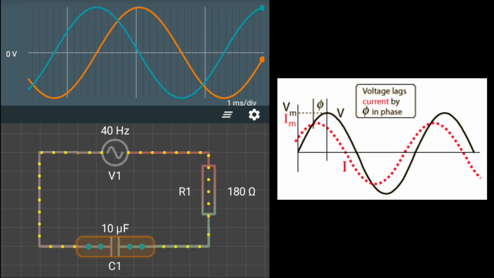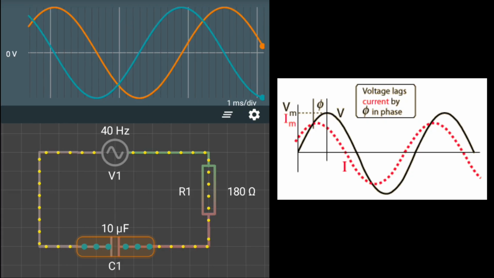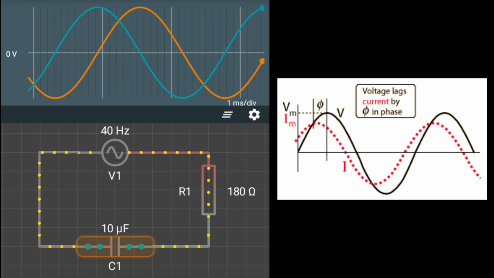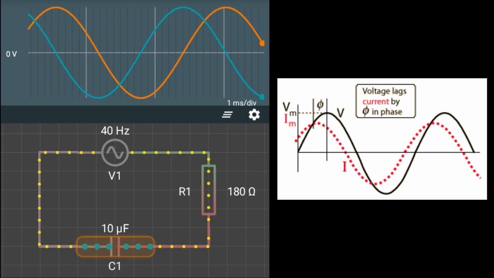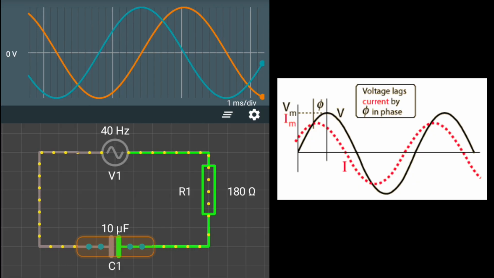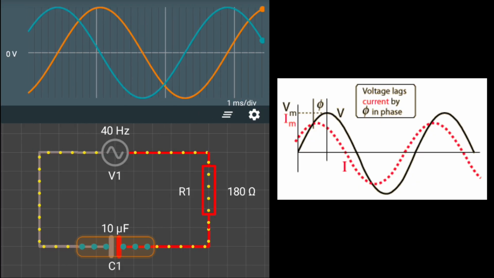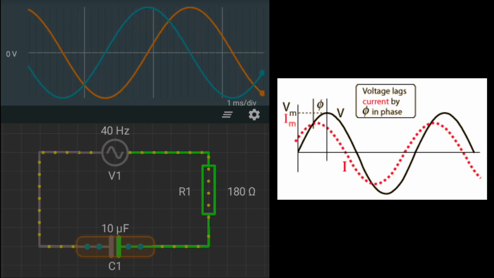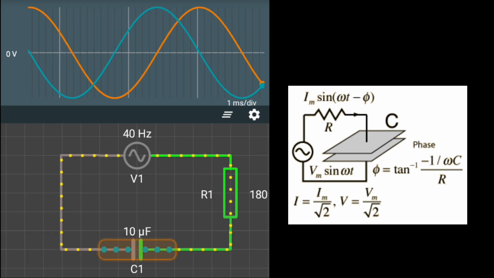Understanding the phase shift. Now, let's focus on the most important part, phase shift. In an RC circuit, the voltage across the capacitor lags behind the current, meaning the current reaches its peak first. Then, after some time, the voltage across the capacitor reaches its peak. The amount of phase shift, denoted as theta, depends on the resistance and capacitance and is given by the formula. Theta is equal to inverse tangent of 1 over 2 pi FRC.